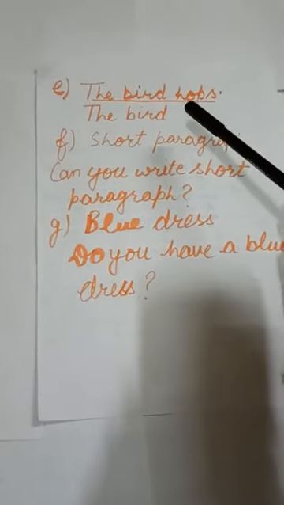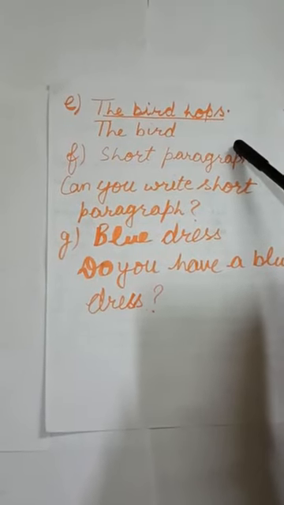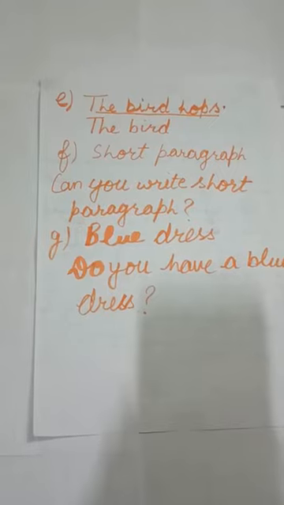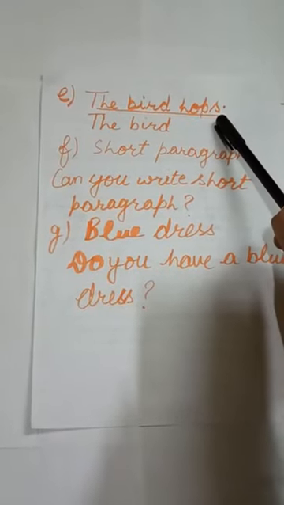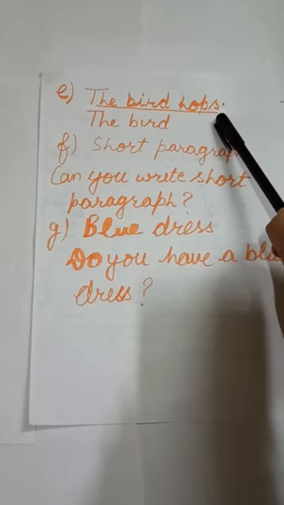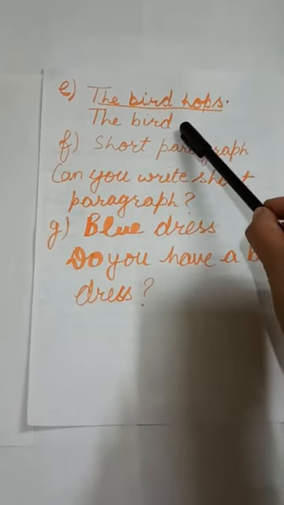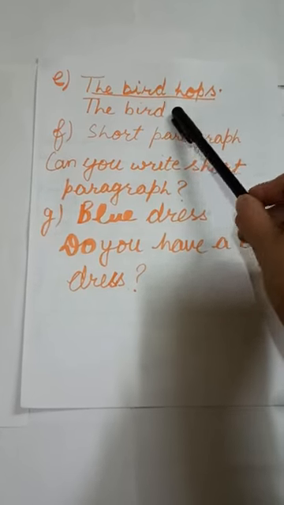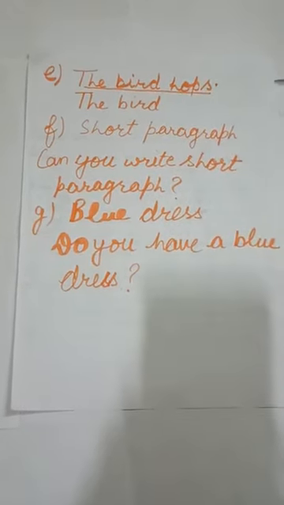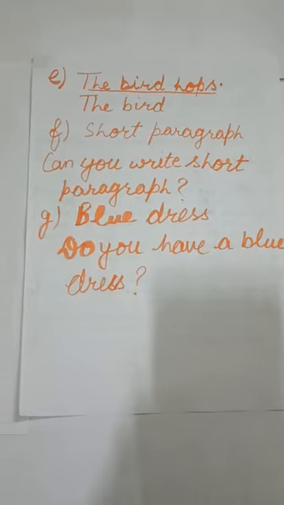E part. The bird hops. So over here we have 'the bird' as subject and 'hops' as verb. So this is a sentence. 'The bird' is not a sentence. These are only a few words. Short paragraph. These are also a few words.